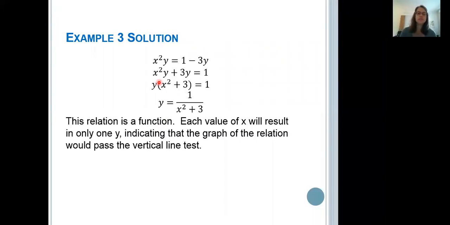Okay. What about this one? x squared y equals 1 minus 3y. Again, we're going to solve this for y. We're going to isolate the y, so pull all of our y's to the left-hand side, factor out the y, and then divide by x squared plus 3. And we get y equals 1 over x squared plus 3. No tricks. This is a function.